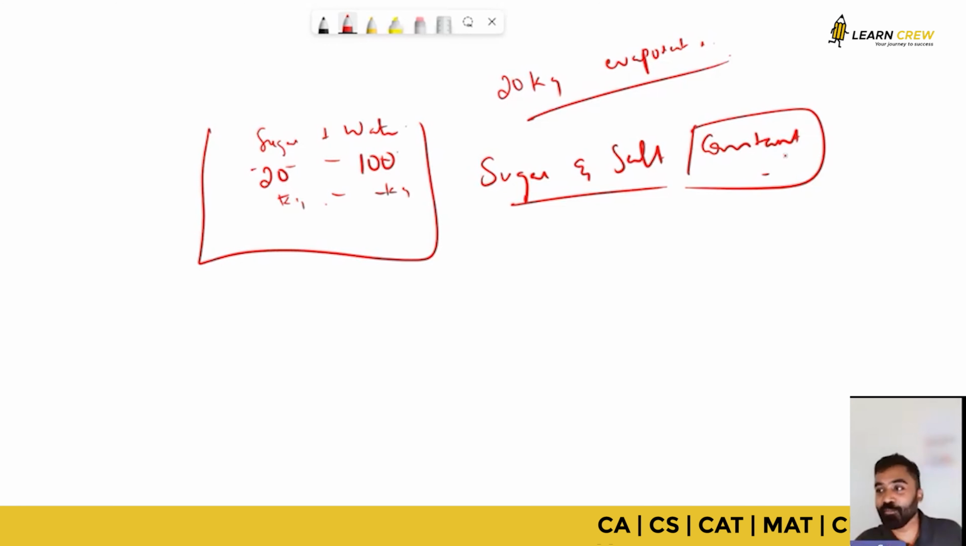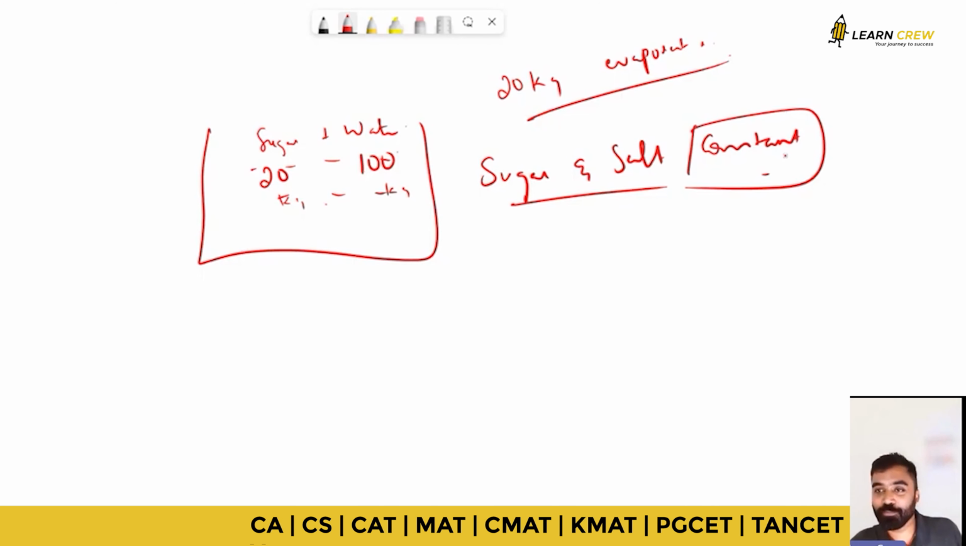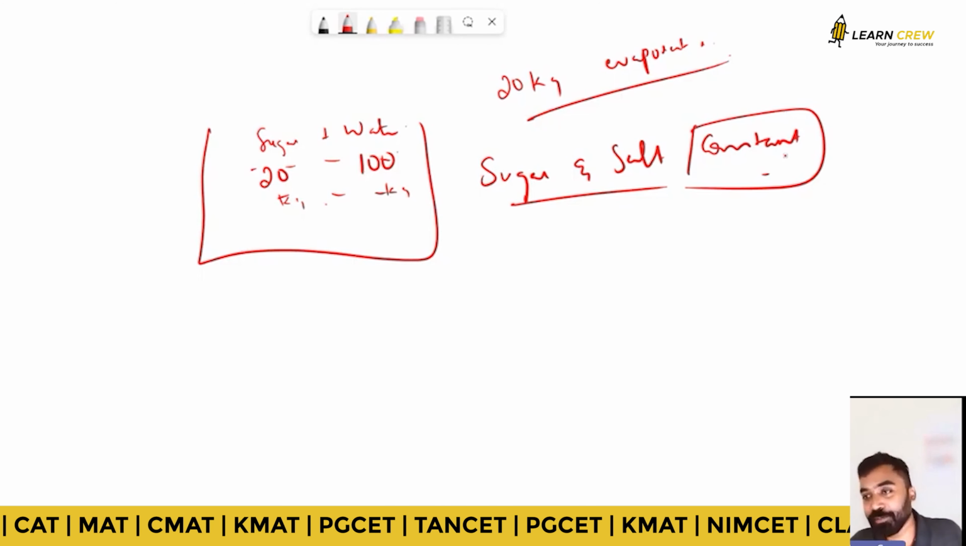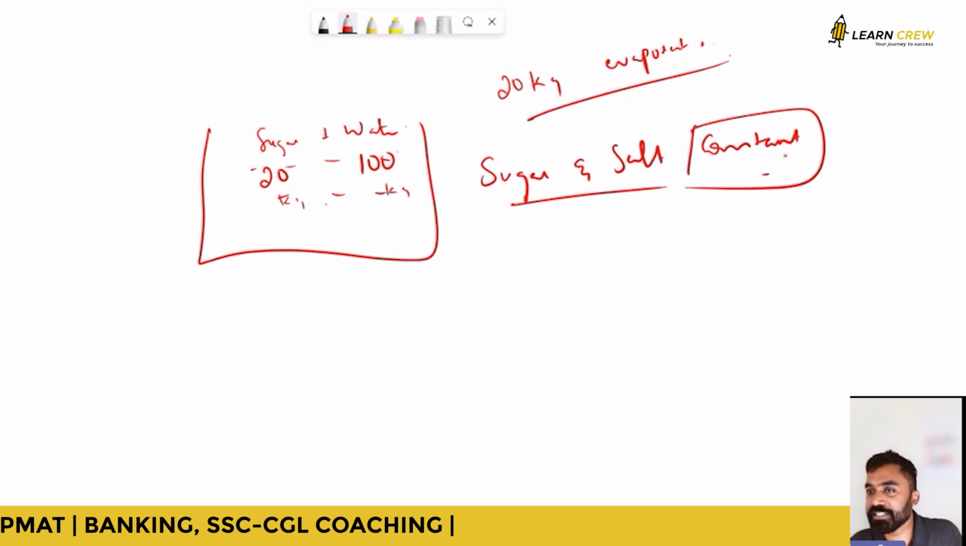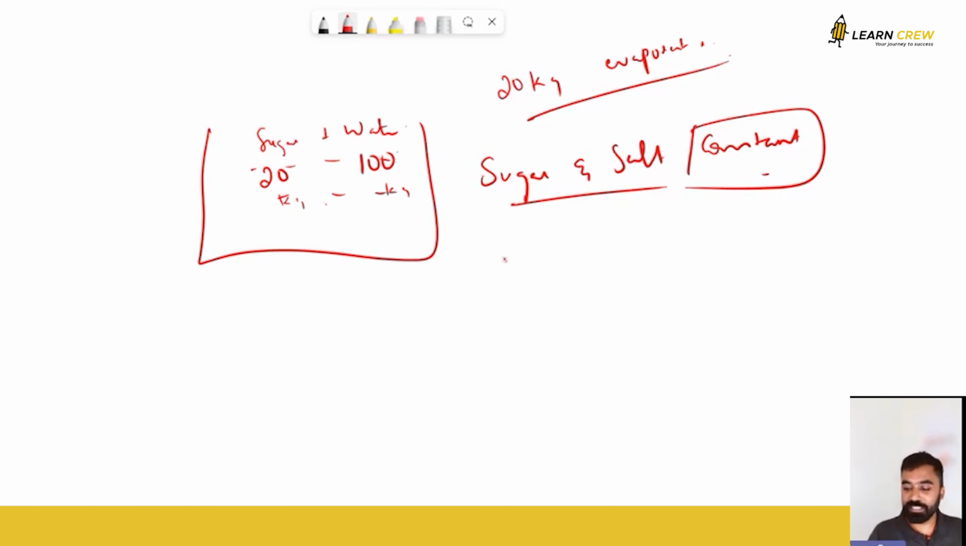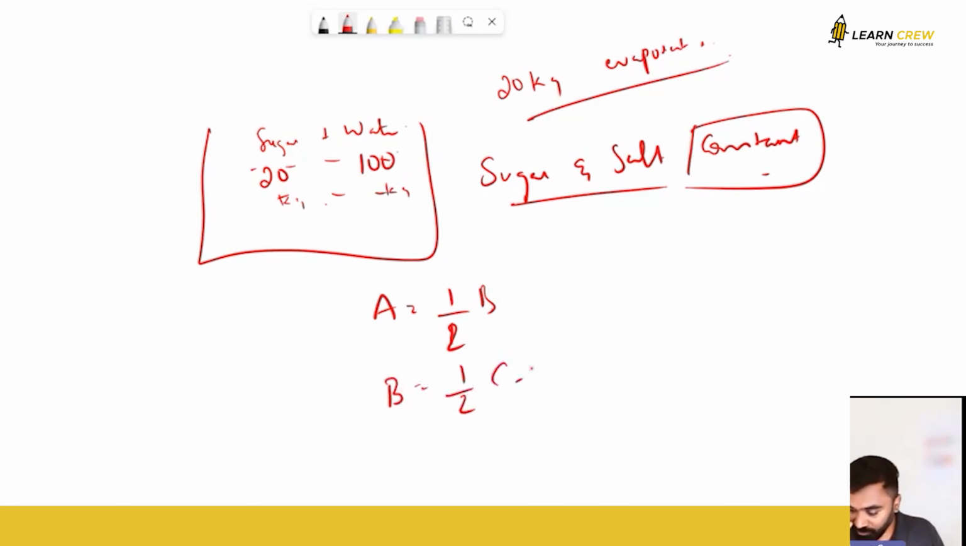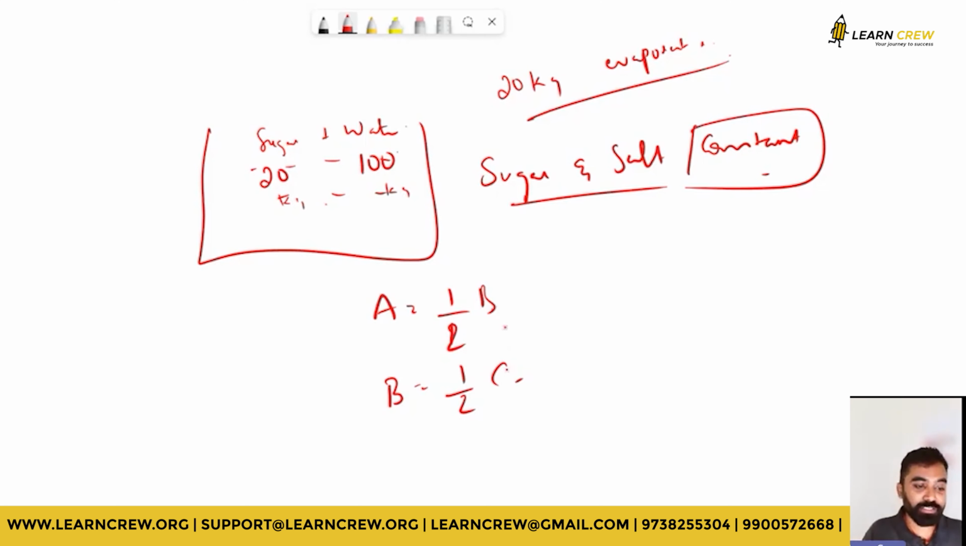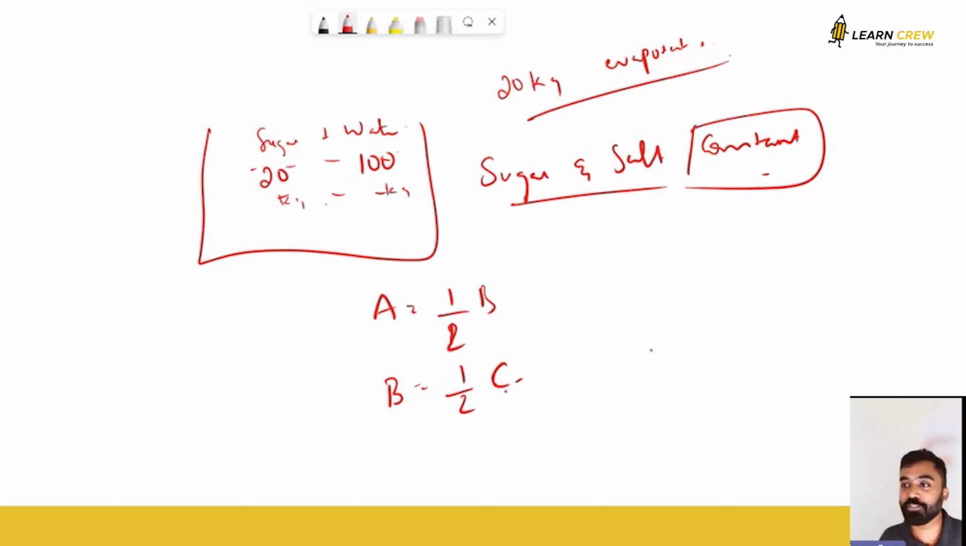This is almost all the concepts of your ratio and proportion, how they are used in different topics. Like the basic question, that sheet I'll share with you. Those questions will be something like this. A equal to half B and B equal to half C. They will ask you what is the ratio of A is to B is to C.